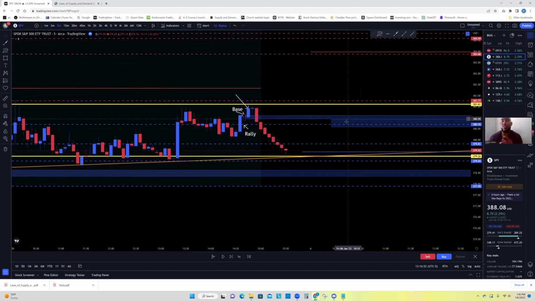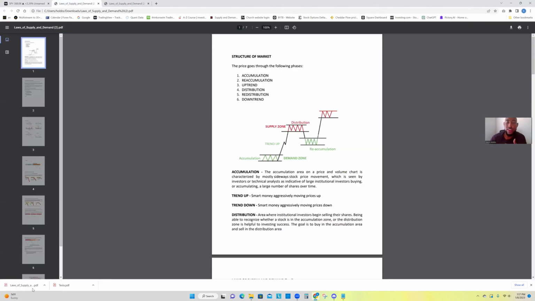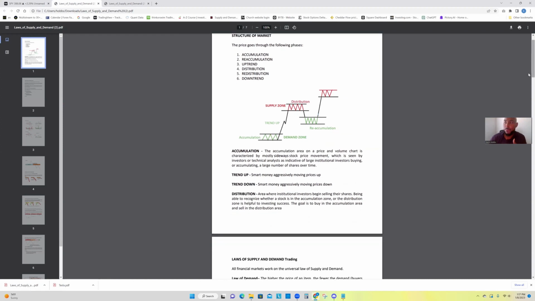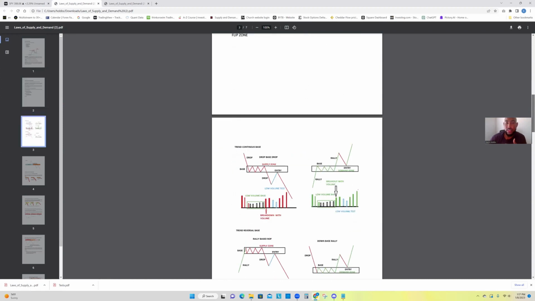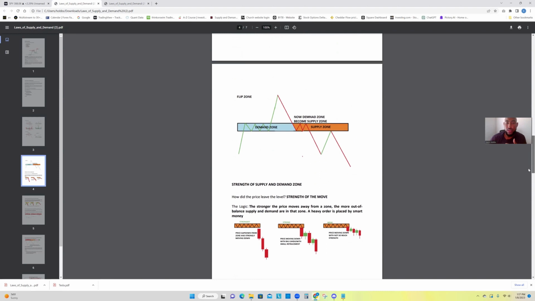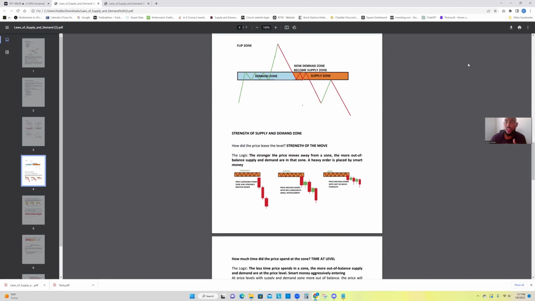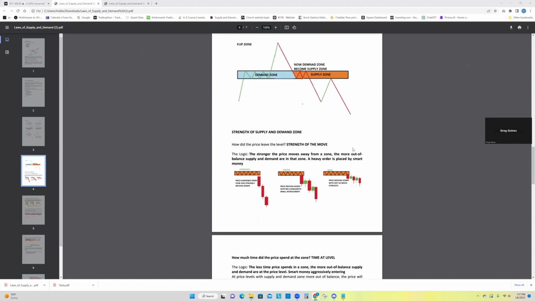Now, one of the things you always ask, and even myself, is how do I know if this demand zone is going to get broken? How do I know if it's strong or not? If you go down to the laws of supply and demand, it talks about this. Let me show that real quick, just as a reference, so we can get it on the recording. Y'all can see it, right? Yeah, we can see it.